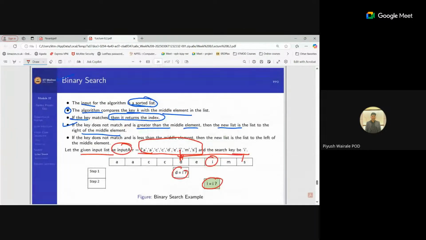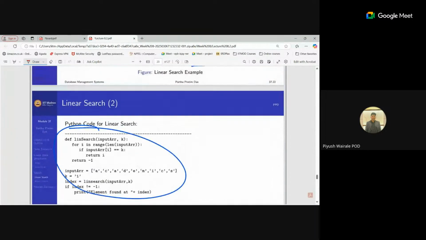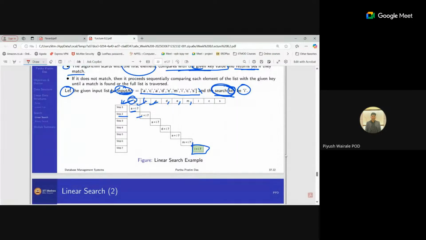Anyone, any doubt in linear and binary search? Simple concept. Linear search, I think everyone understands. Simply we are comparing the element with every element, and we are seeing whether it is equal to the search key or not. If it is equal, then we are going to return that index value.